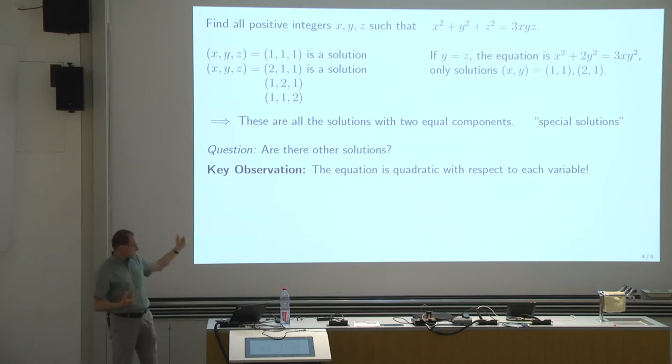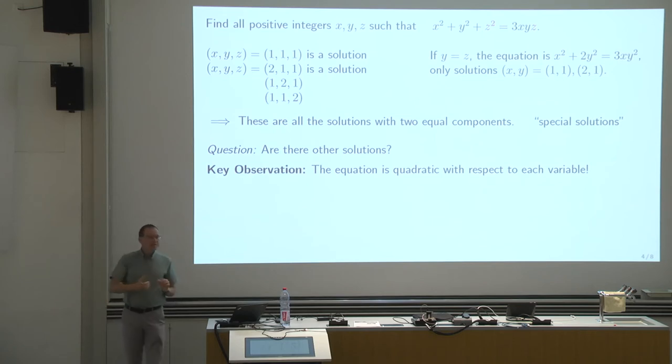Okay, if you decide, let's say, you assign values to x and y, z, I color it in red, z will be your only variable. X and y specialize. Let's say you decide that x is 5, y is 21. Then you get an equation for z, and it's a quadratic equation for z. If you want, you can think of it as a quadratic equation in x, once you specialize y and z. The equation is quadratic with respect to each variable separately. This will be the main idea. Now let's take advantage of that. The equation is quadratic for each variable separately.